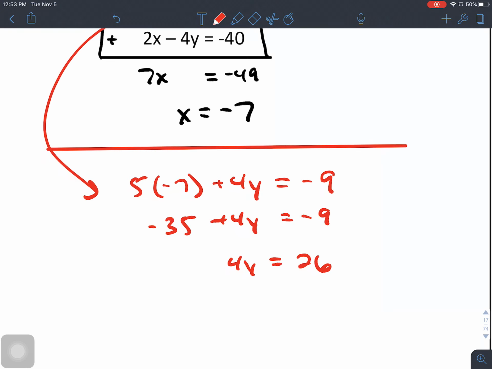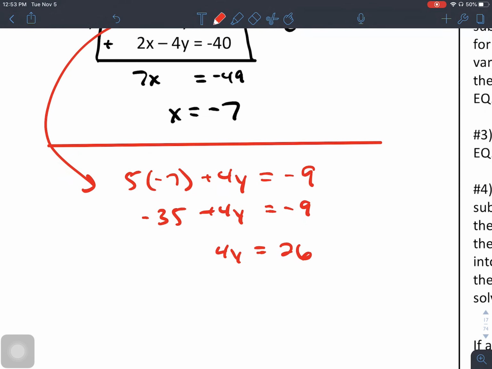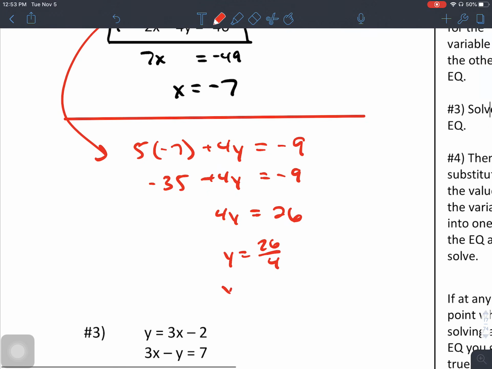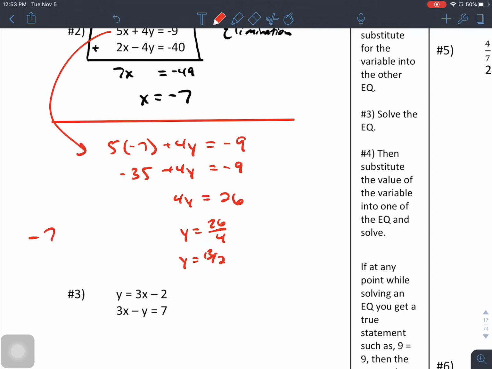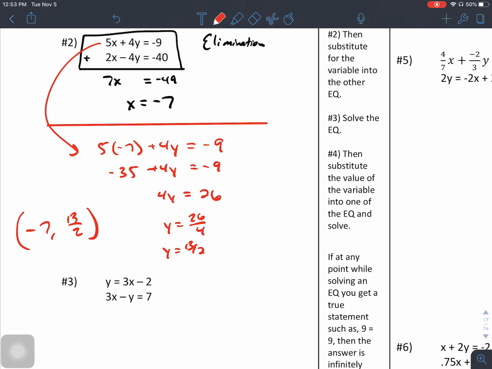If I added correctly, and then if we divide both sides by 4, we're going to get y is 26 over 4, which reduces to 13 over 2. So the ordered pair for this one is negative 7 and 13 over 2, or you could write it as 6.5. It's okay to get decimals and fractions.